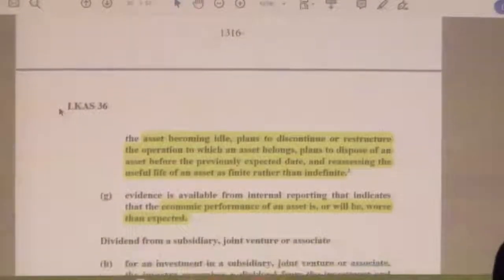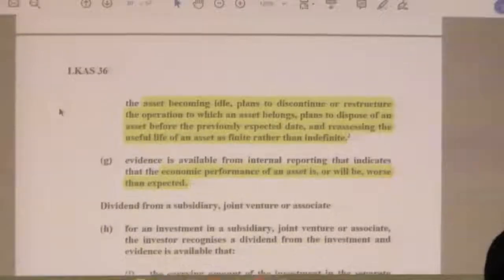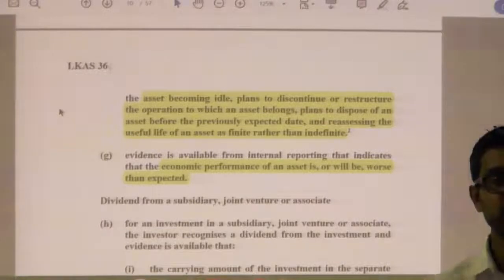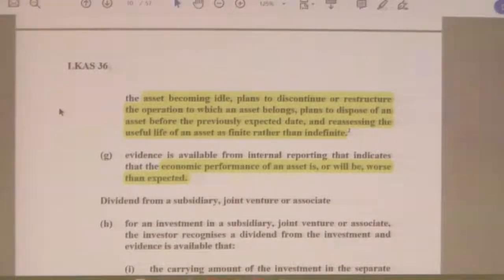So evidence is available from internal reporting that indicates economic performance of assets will be worse than expected, adverse economic performance, right? So when you purchase today an assets, it will be capable of generating, let's say, 100,000 units. But when it comes to 2 months or 3 months later, the output has reduced. Economic performance of that assets will be very much lower. If so, that is also internal indicator.